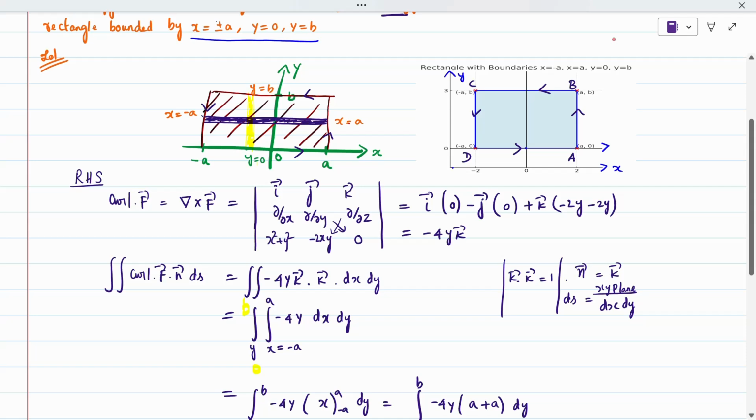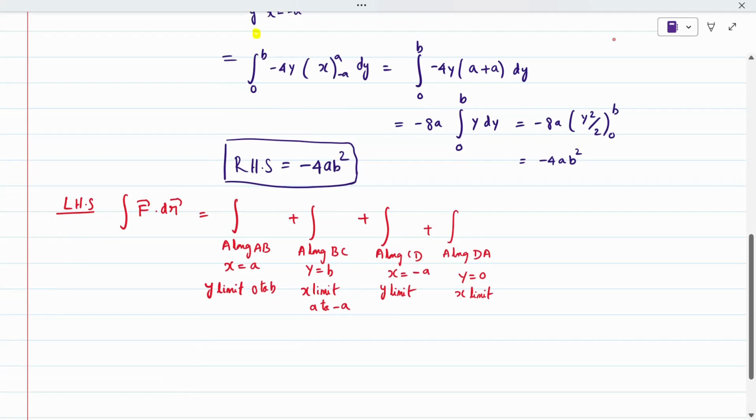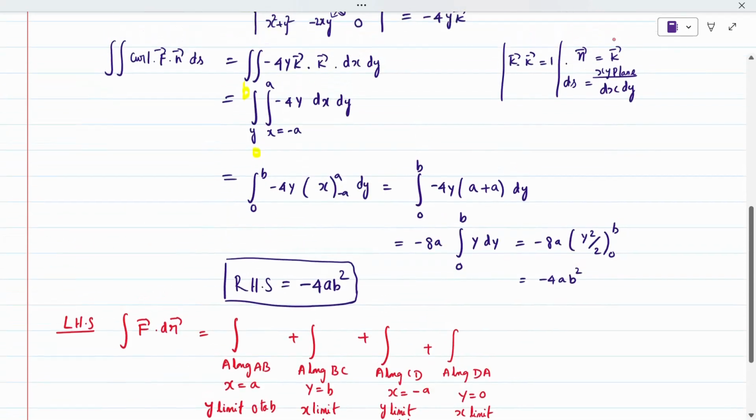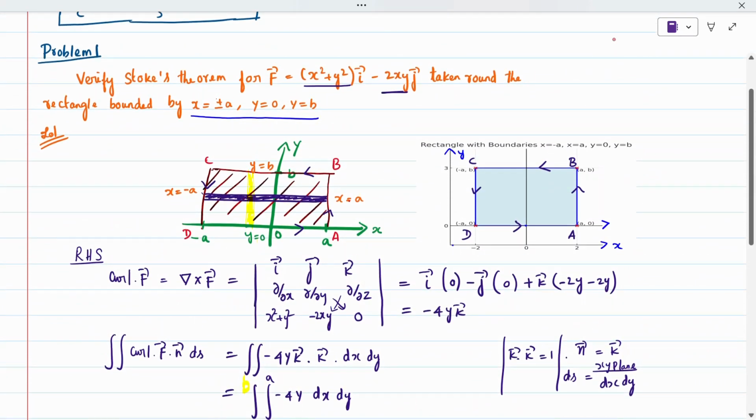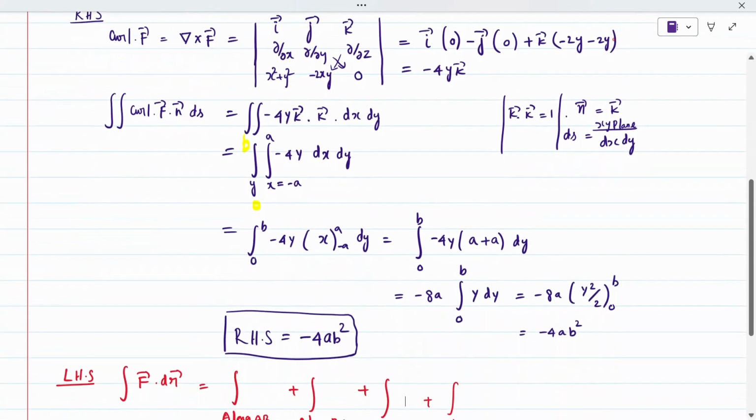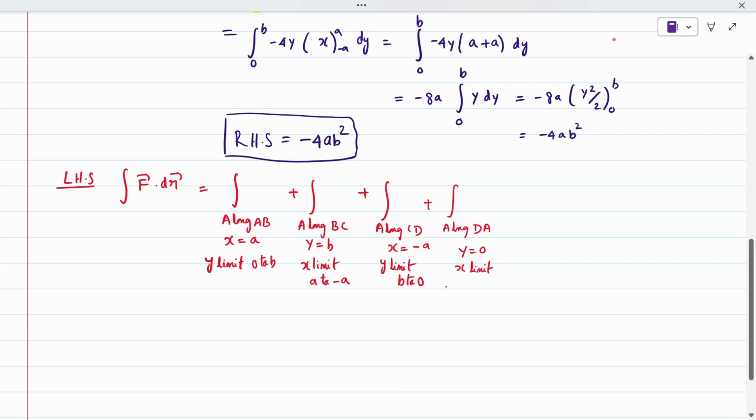Okay, same way CD, when you check CD, this is our CD. From top to down it's going, it is for a y limit. So B to 0. We have to write the limit to be B to 0. Same way when you write it for DA, minus A to A. X only we have to write. So minus A to A, because it is a horizontal strip. So like this you write it clearly so that we will not make any mistake.